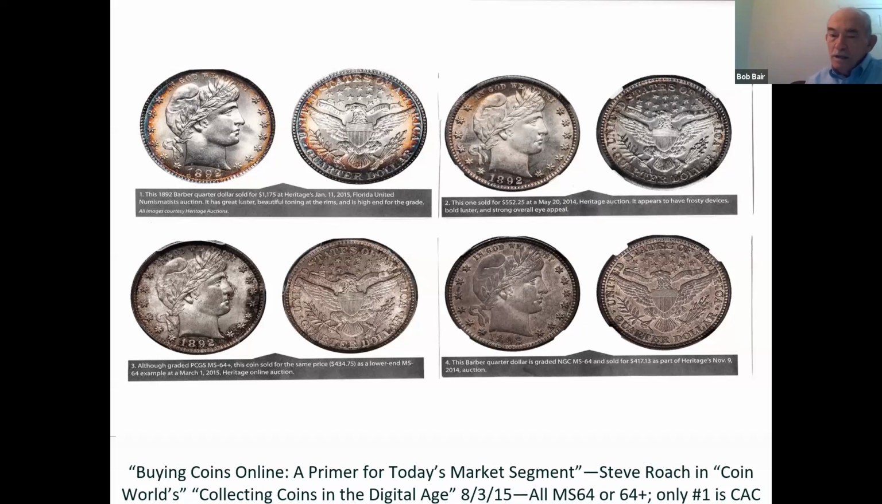Look at the bottom, Steve Roach and Coin World, all were graded MS64 or 64 plus. Only number 1 is CAC. Now we don't know if the other 3 were sent to CAC, but the only one of the 4, and the one that by far netted the most money, is number 1, which did CAC.